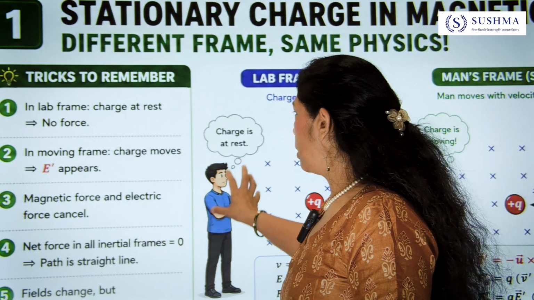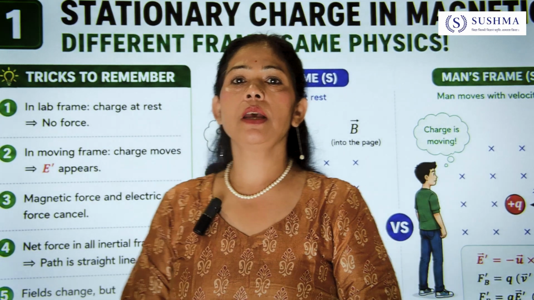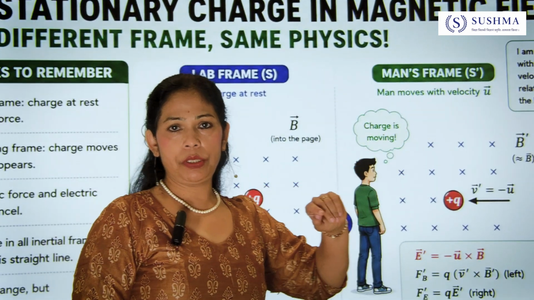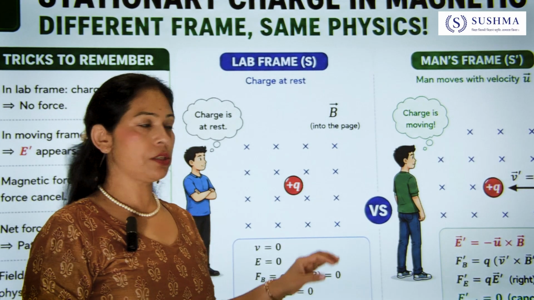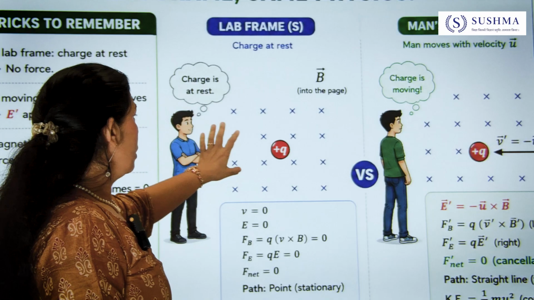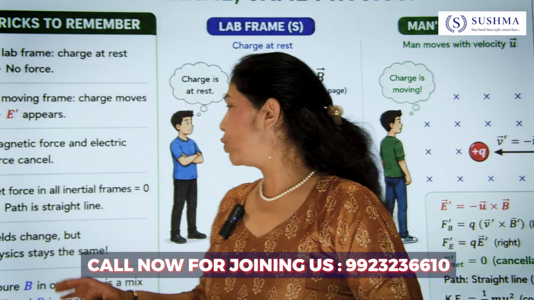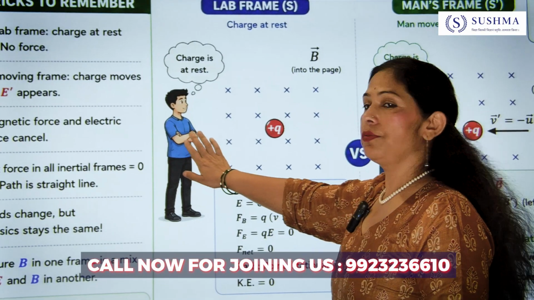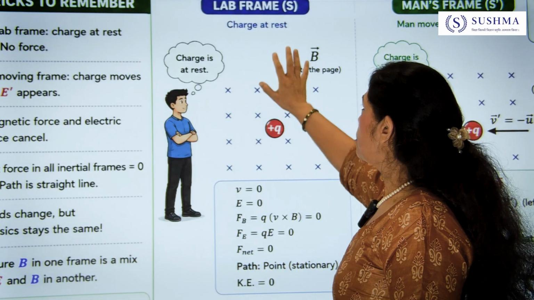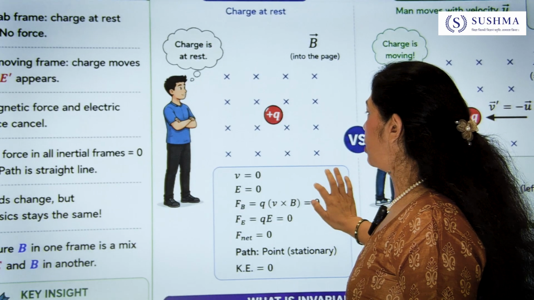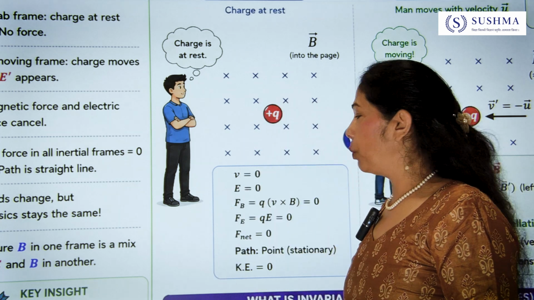So in this particular context, I am going to take this question where we have a lab frame of reference and a frame of reference of this person, right? In both the cases, the situation is like this: there is a charge q which is stationary, and the magnetic field is into the board, right? From the lab frame, this observer is stationary, and the lab frame is also stationary. So from the lab frame perspective, the charge is at rest. There is only a magnetic field which is into the board.